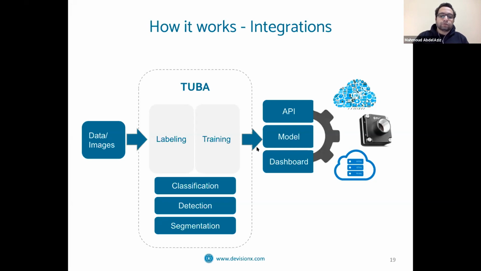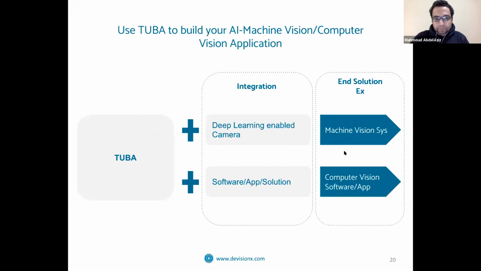So we now reach a seamless end-to-end system that the user can use. Just feed the images and then generate the model. So it's something like building the model on TUBA, integration with deep learning based cameras, and also integration with software, apps, or solutions according to the deployed models or the already-made APIs.